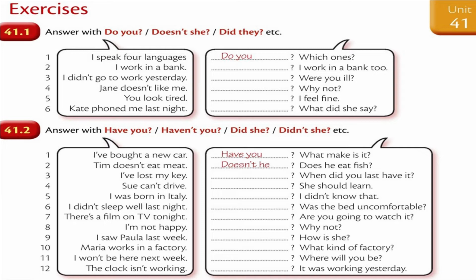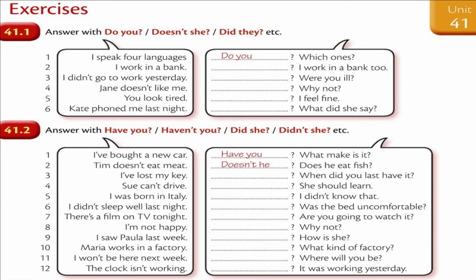Number 3. I didn't go to work yesterday. Didn't you? Were you ill? Number 4. Jane doesn't like me. Doesn't she? Why not? Number 5. You look tired. Do I? I feel fine. Number 6. Kate phoned me last night. Did she? What did she say?